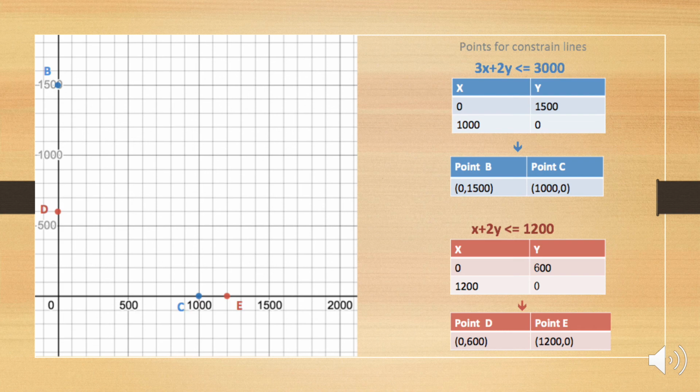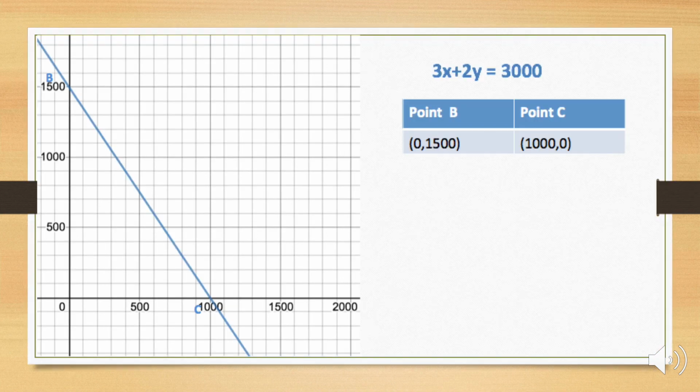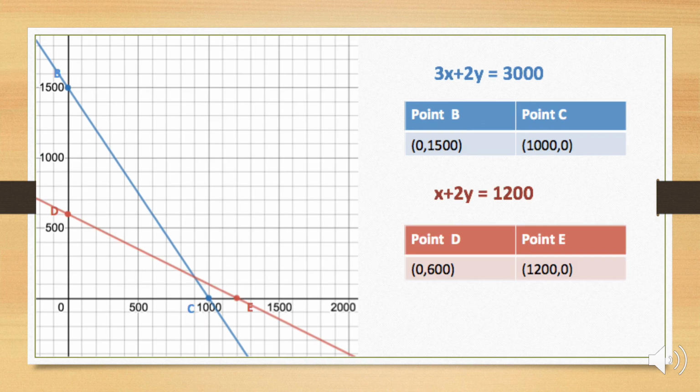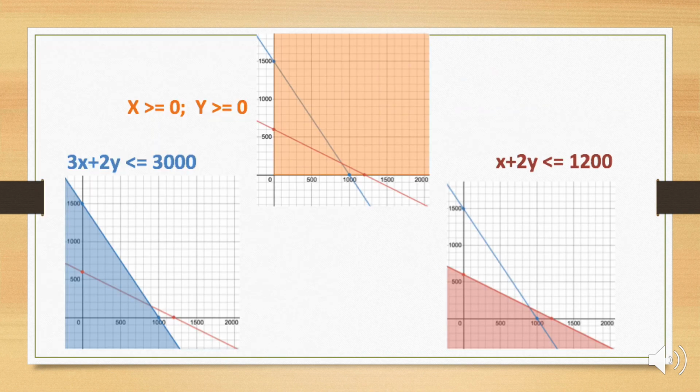Then let's graph the boundary. For the first constraint line, it can go up to 0, 1500, and 1000, 0. That's the line in blue. Then the second constraint line can go up to 0, 600, and 1000, 0, which is the right line. Then let's determine the feasible region.